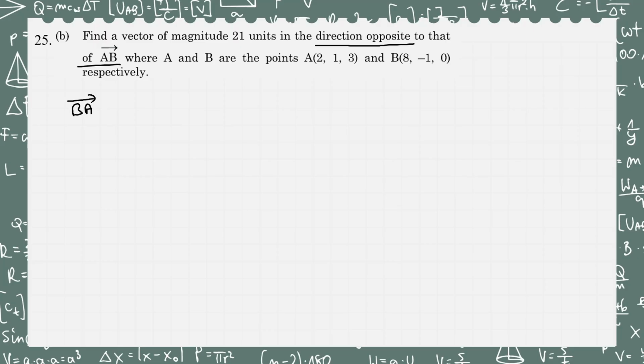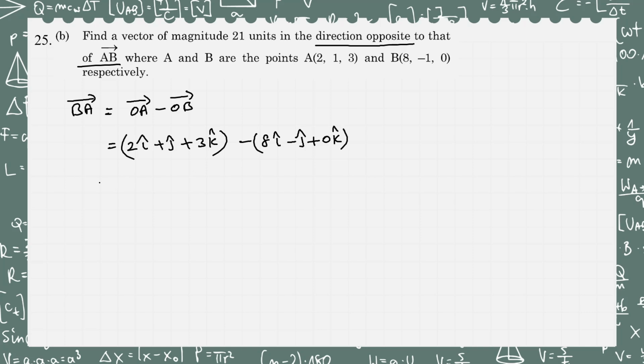Vector BA is equal to OA minus OB. So we can easily find the position vectors of A and B using the points given, right? So this is like 2i plus 1j plus 3k minus OB vector will be 8i minus 1j plus 0k. So the final answer for this is 2 minus 8 is minus 6i, 1j plus 1j will be 2j, 3 minus 0 will be 3 only. So this is our BA vector.